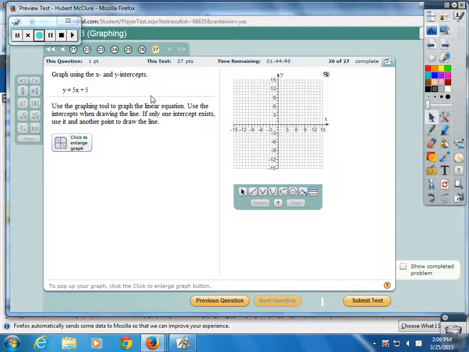Graph using what? The intercept. So you got to plug in 0 for x. What do you get? 5. So your y-intercept is 0, 5. And then intercept 0 for y, you get -5. X is equal to -1. Y'all check me. And submit test.